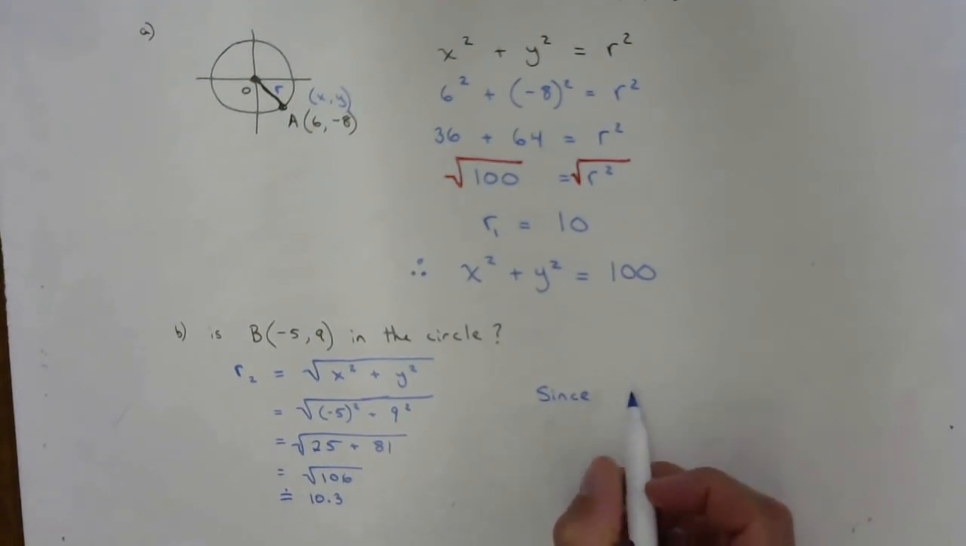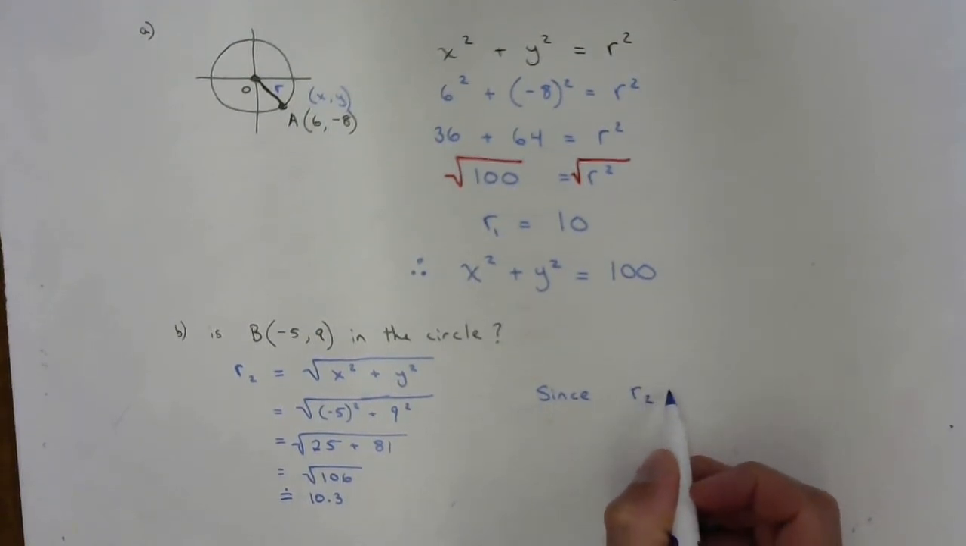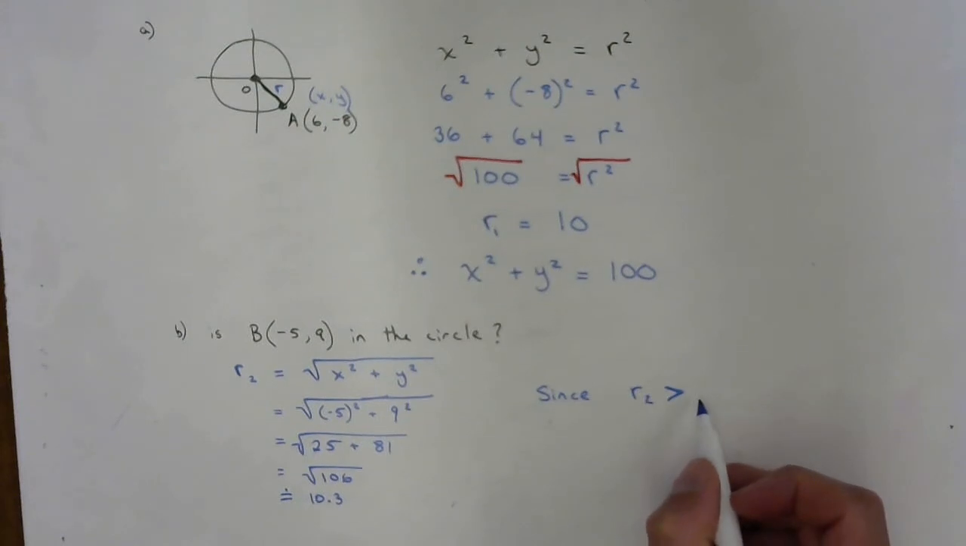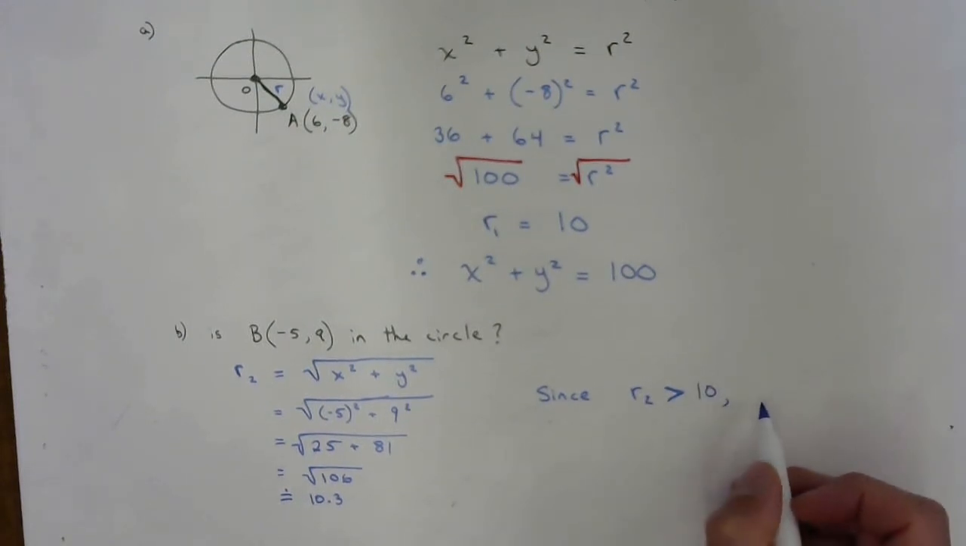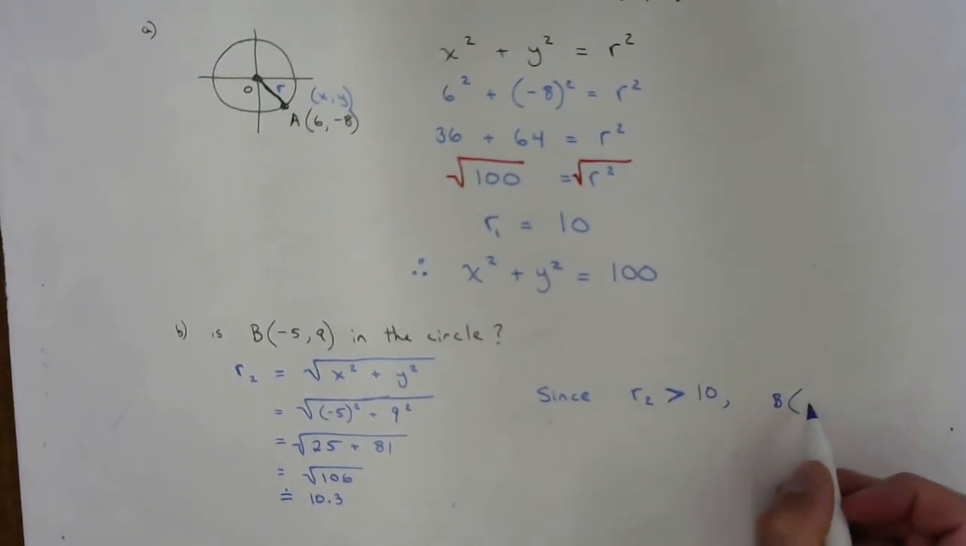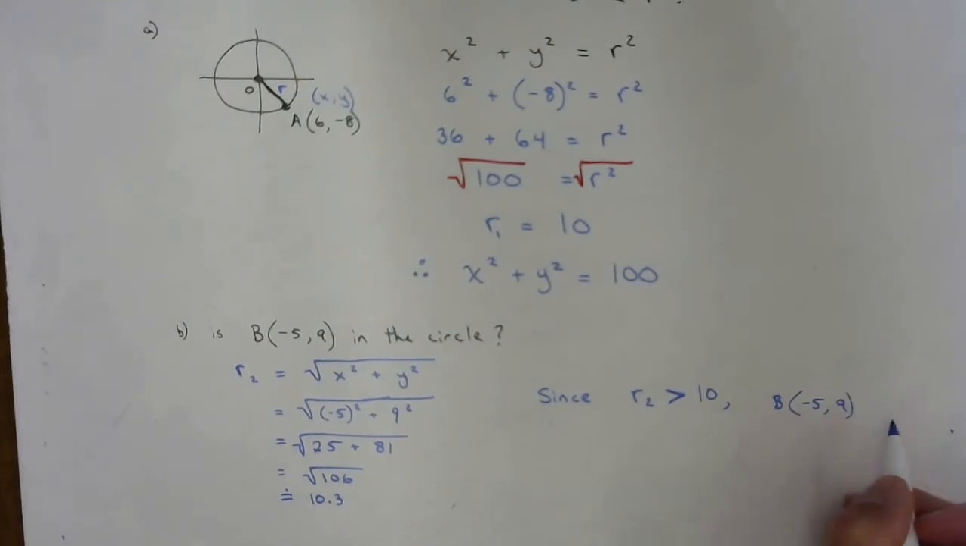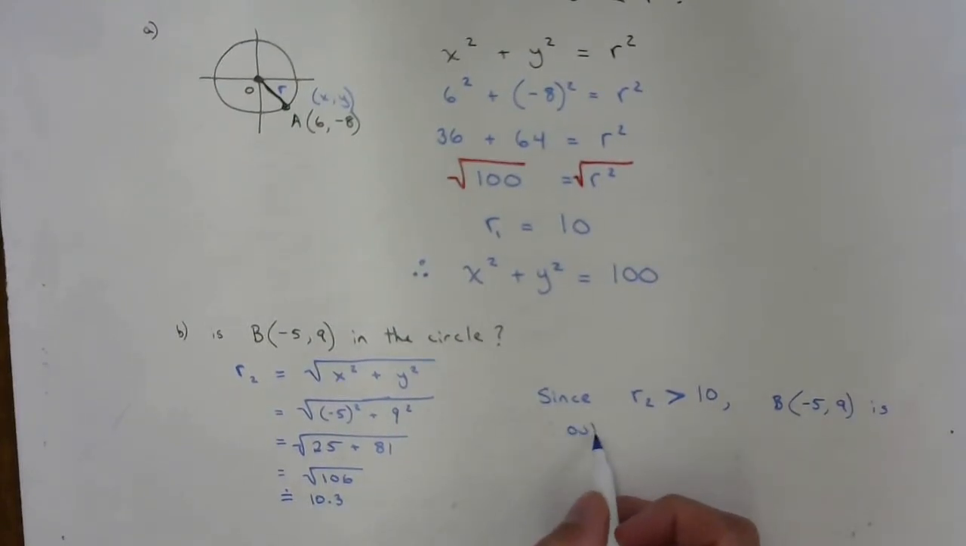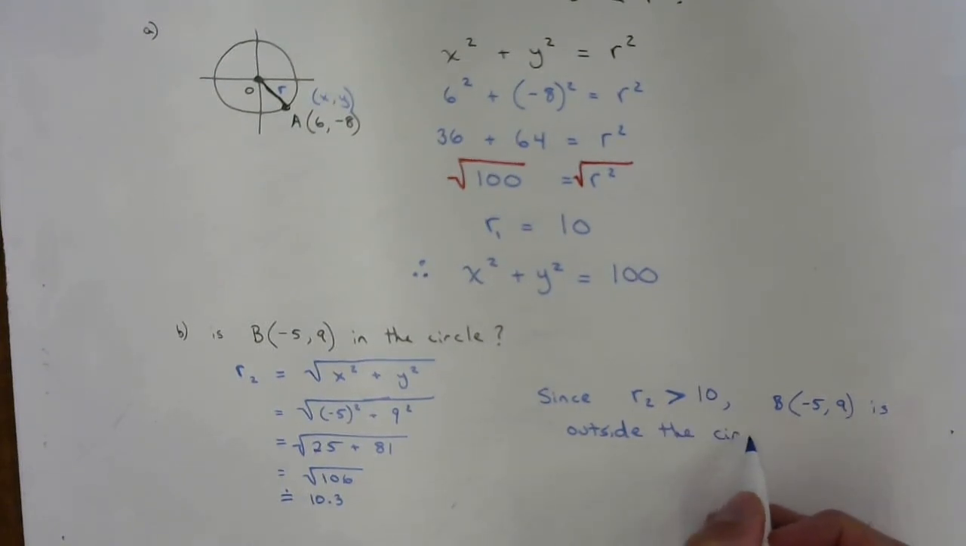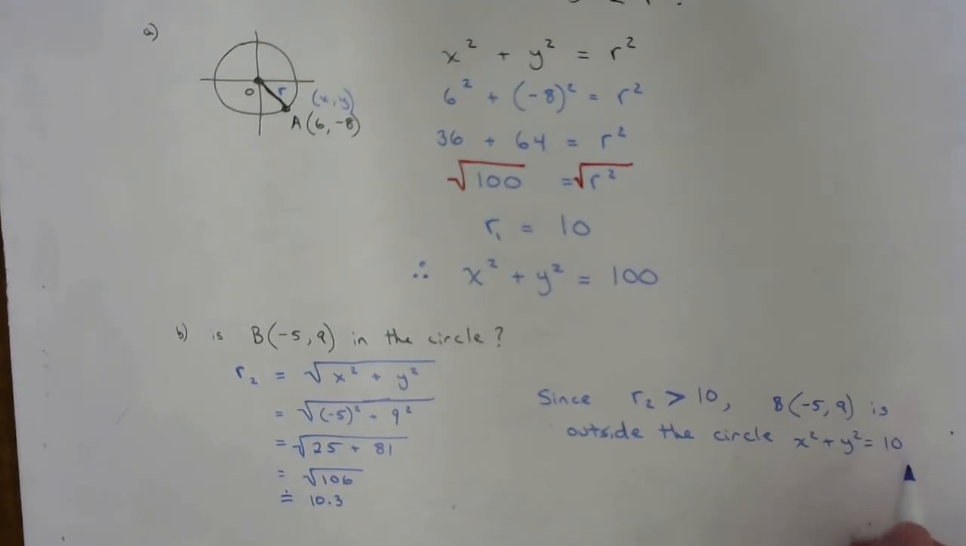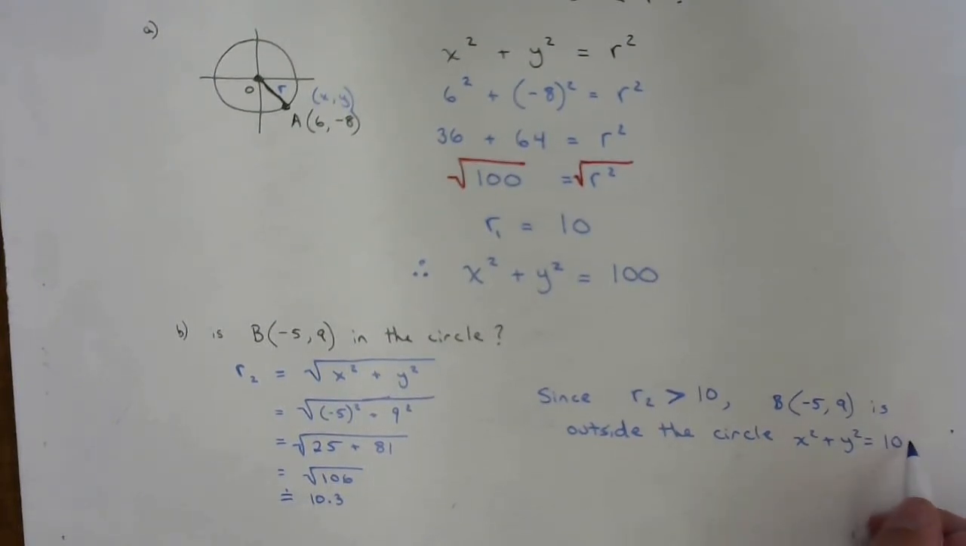Therefore, maybe I should write a little sentence for us. Since R2 is greater than 10, B at -5, 9 is outside the circle x squared plus y squared equals 10. Oh, sorry, equals 100. Equals 10 squared.